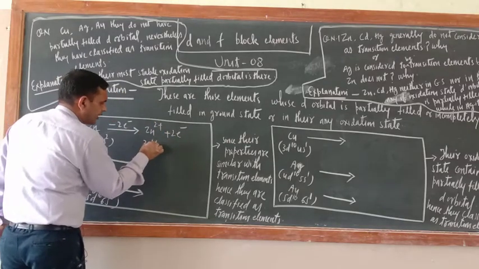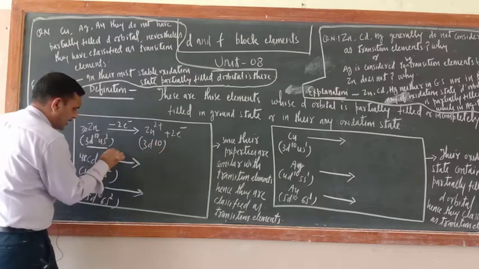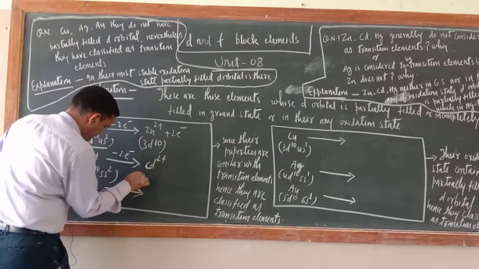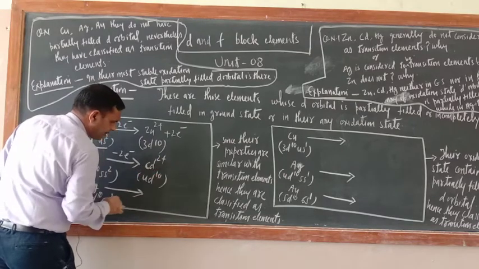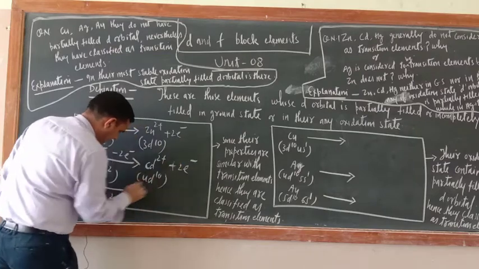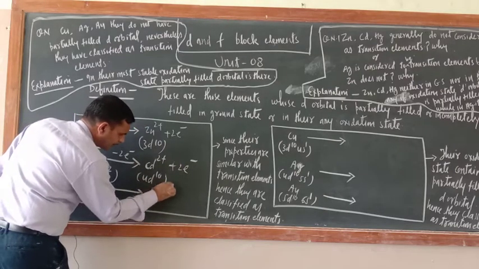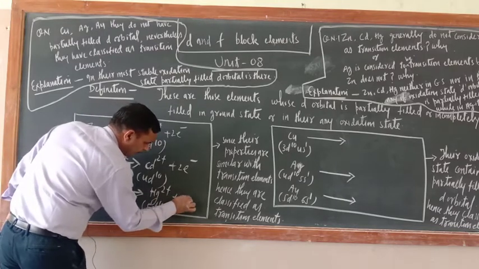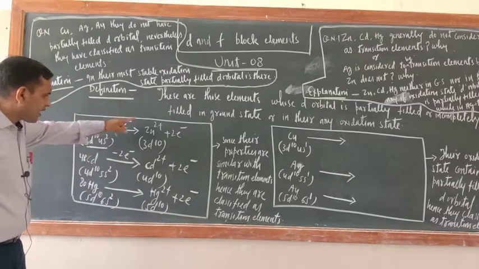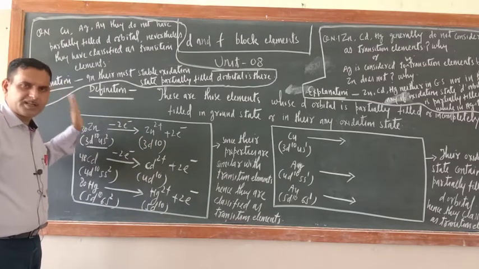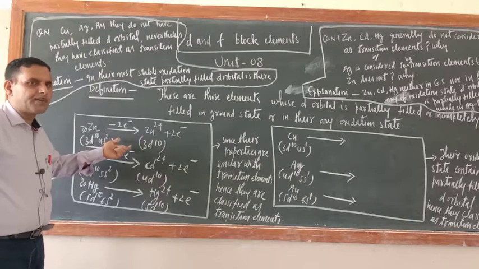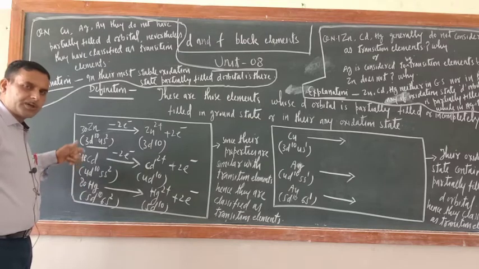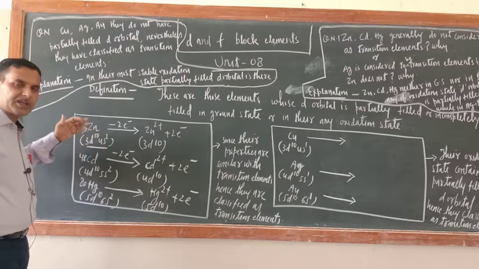So now 3d10. Similarly, minus 2 electrons, so now Cd 2+ has 4d10. Hg 2+ has 5d10. So in their oxidation states also, a partially filled d orbital is not there. So zinc, cadmium and Hg should not be classified as transition elements.